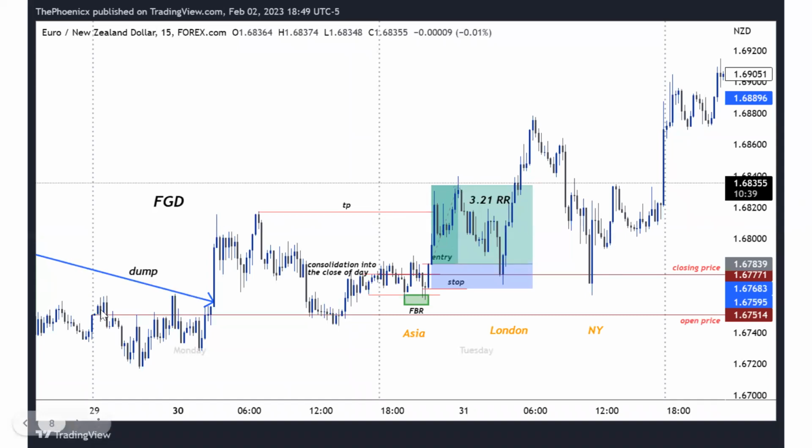We had a dump day, so price fell the day before, and on this day our opening price was here, and price ended up closing up here. So we now have a first green day after a dump day. We are looking for entry based on the false break reversal and the coming out of the consolidation of the close of the previous day. We marked our consolidation, this high, this low, coming into this day.